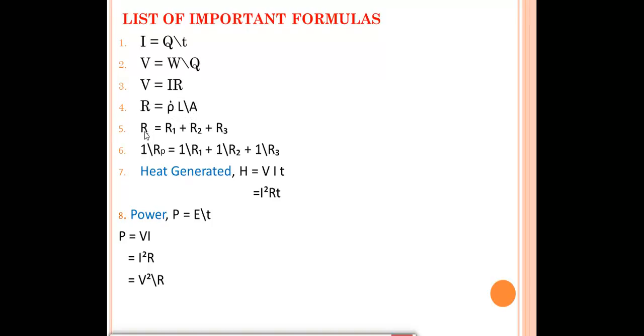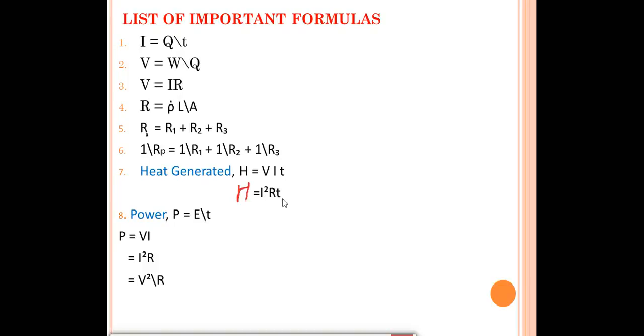For series combination, total resistance will be R1 plus R2 plus R3, and this will be greater than any individual resistance because the sum total will be greater. 1 by Rp, this is for parallel combination. The reciprocal of the resistance is equal to 1 by R1 plus 1 by R2 plus 1 by R3. Next we have read about heat generated. H is equal to VIT, and the formula for the heating effect of electric current is H equals I square into RT.